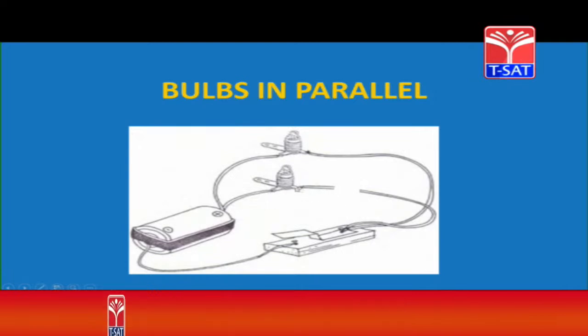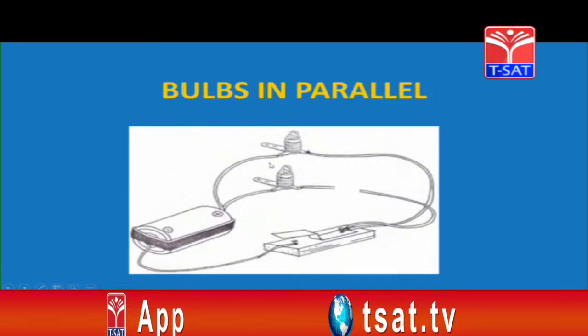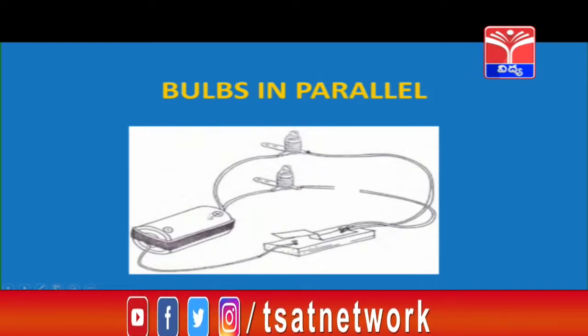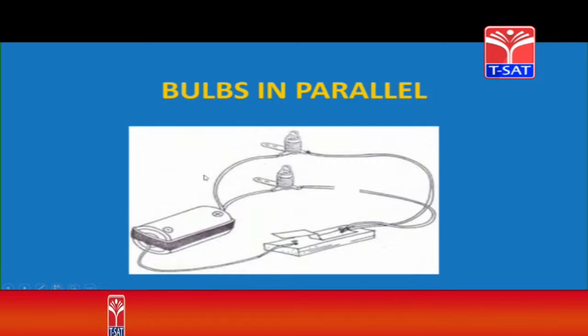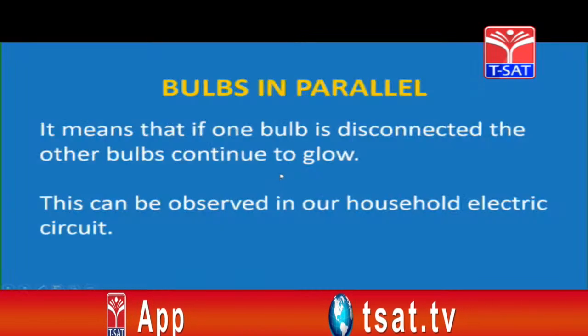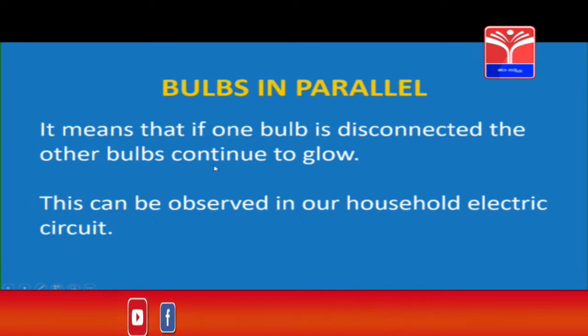That means the flow of electricity is stopped there. This circuit is incomplete, but the other circuit is complete. Therefore, electricity passes. If one bulb stops glowing, the other bulbs continue to glow. This is the advantage of bulbs in parallel. It means that if one bulb is disconnected, the other bulbs continue to glow.